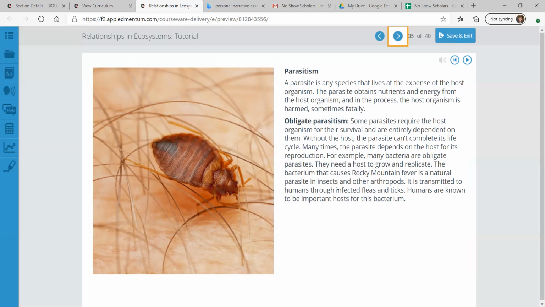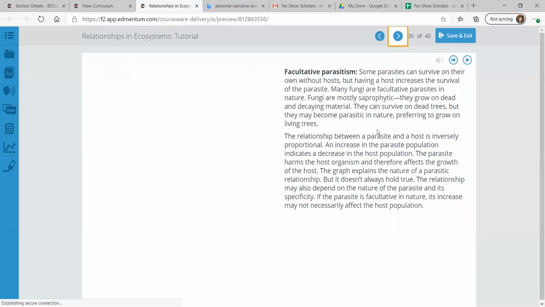The bacterium that causes Rocky Mountain fever is a natural parasite in insects and other arthropods. It's transmitted to humans through infected fleas and ticks. Humans are known to be important hosts for this particular bacterium.